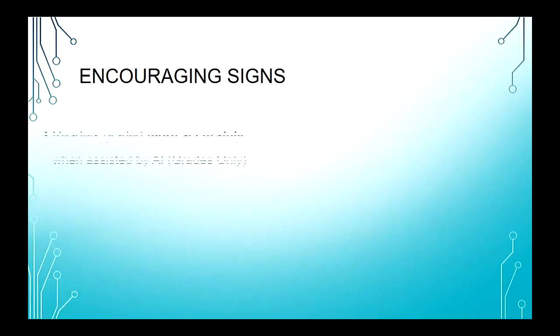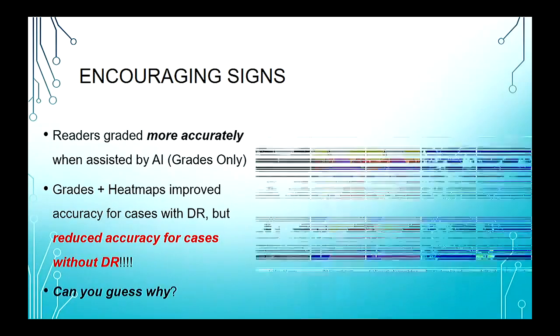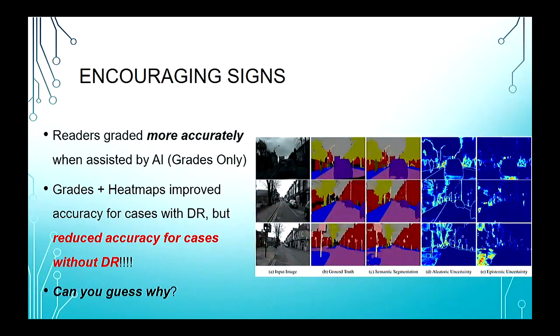So what do you think will happen? Graders, or human readers, graded more accurately when assisted by AI when they saw the grades only. Graders that used the artificial intelligence grade plus heat map had reduced accuracy in cases where there was no diabetic retinopathy. So their performance decreased in healthy cases.